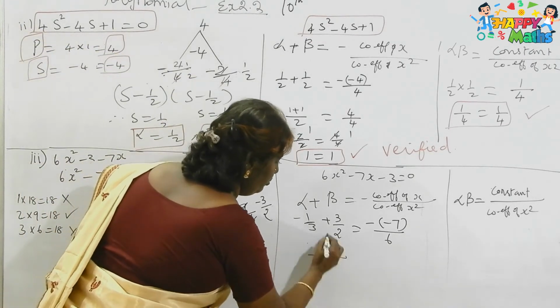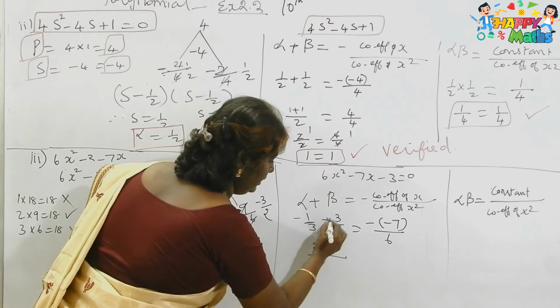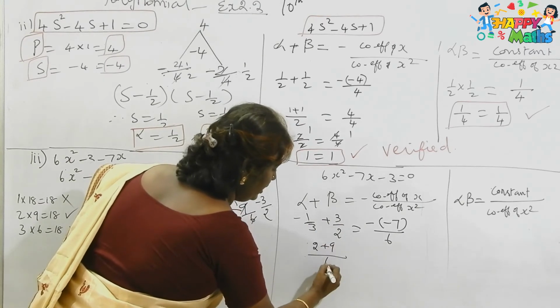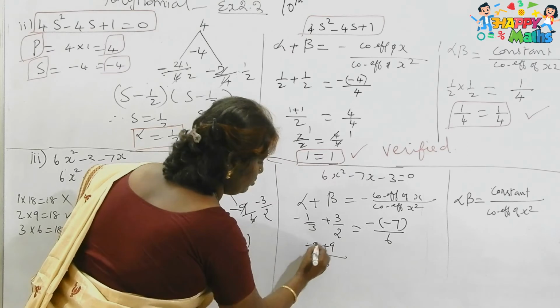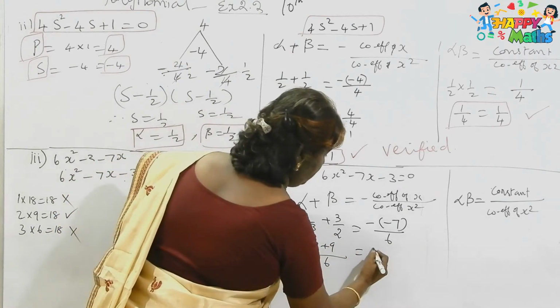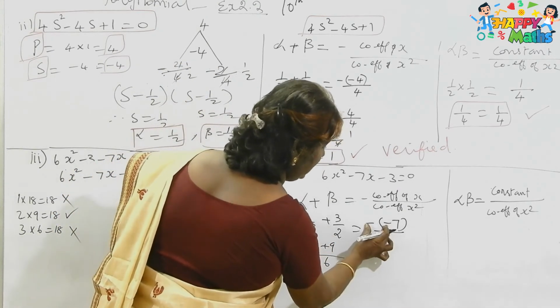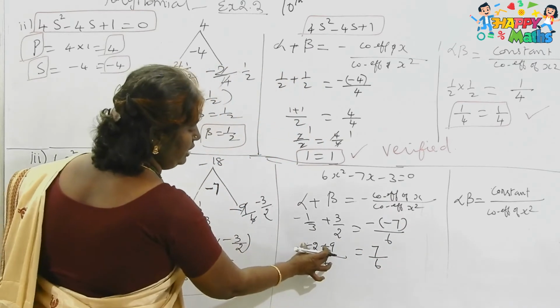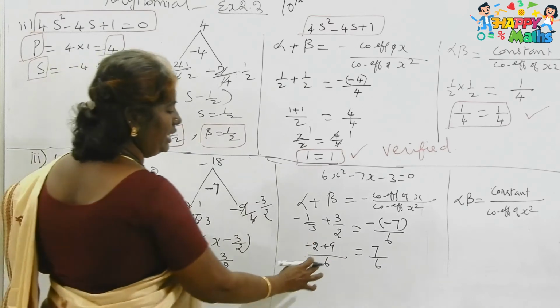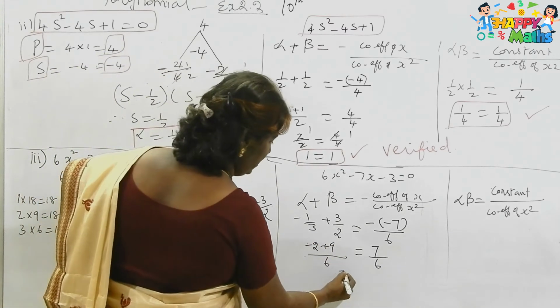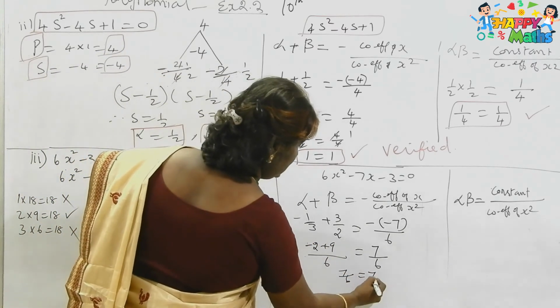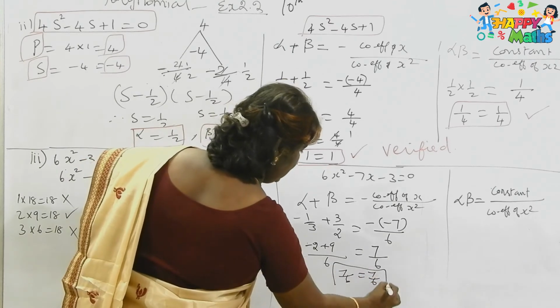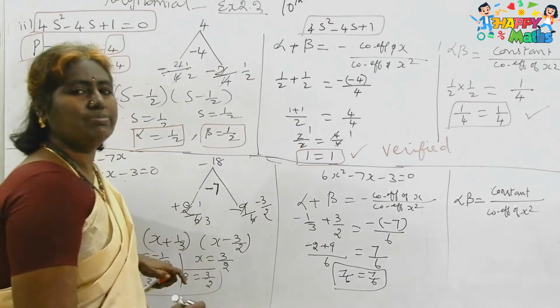So 2 plus 3 3s are 9. Here 3 2s are 6. So this is minus 2. Okay, now it is plus 7 because both are same sign. So plus 7 by 6. Now see, both are with a different sign, so you have to subtract. So 9 minus 2 is nothing but 7 by 6. Here also it is 7 by 6. Hence it is verified. Alpha plus beta is verified.